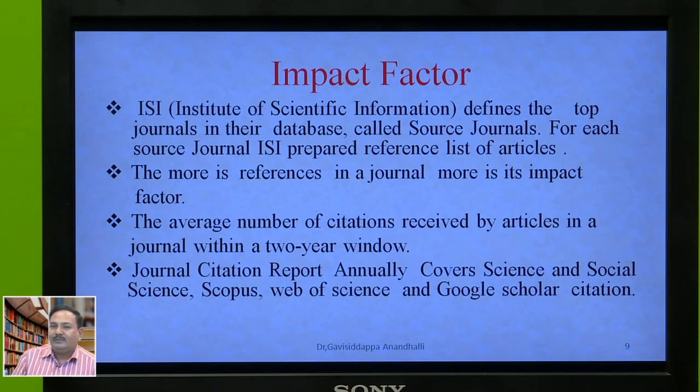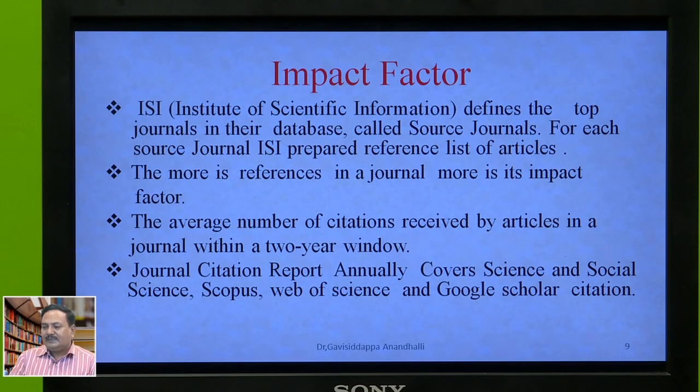ISI, the Institute of Scientific Information, is one of the institutions particularly working on the impact factor and also ranking the journals according to their citations. They define the top journals in their database and call them source journals. For each source journal, ISI prepares the reference list of articles. They decide and prepare the rank list of journals based on the number of citations the journals and articles received. That helps a lot for calculation of the impact factor.